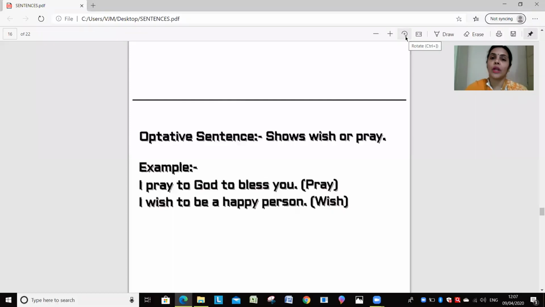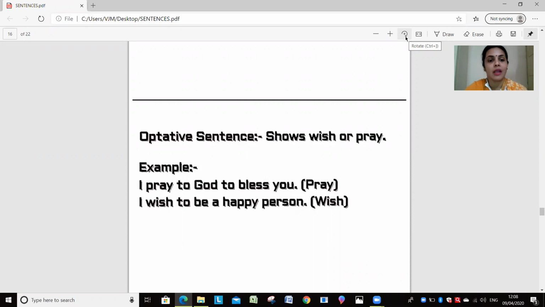Hello children, welcome back to the last part of the topic sentence and its kinds. In this segment, we will study optative sentence and then a quick recap of whatever we have done from the starting till the end, and an exercise.